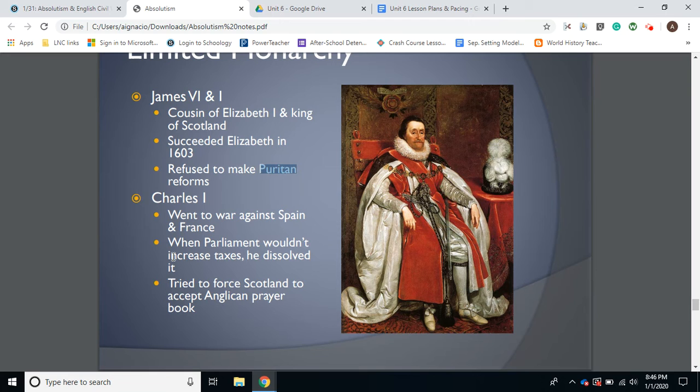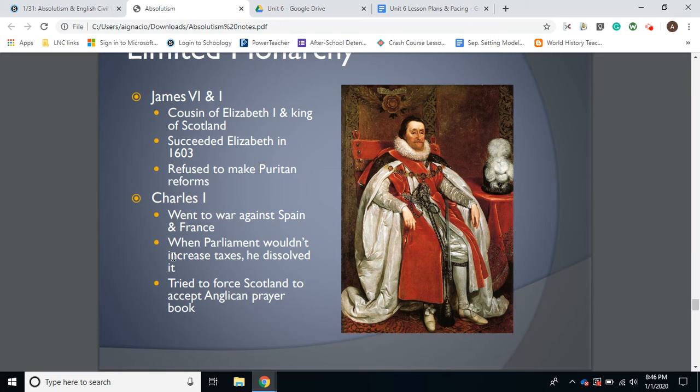Here's the thing about Charles. Charles doesn't necessarily like to act like a limited monarch. He doesn't like limitations on his power. He likes to go to war, so he likes spending a lot of money fighting these military battles. And every time you go to war, we've talked about this several times, war costs money, right? So you have to raise taxes.